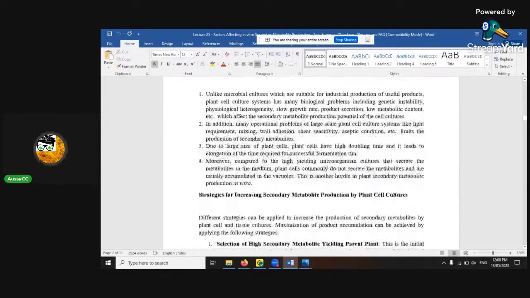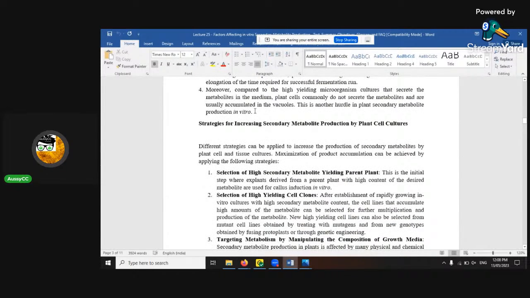Disadvantages. I haven't even said any advantages yet. Strategies for increasing secondary metabolite production. Oh yeah, I remember now. So some strategies to increase secondary metabolite production in your plant cells in your cannabis plants. So how can you do that?